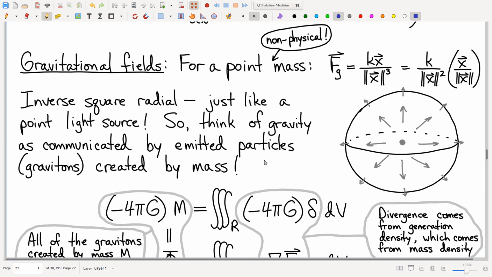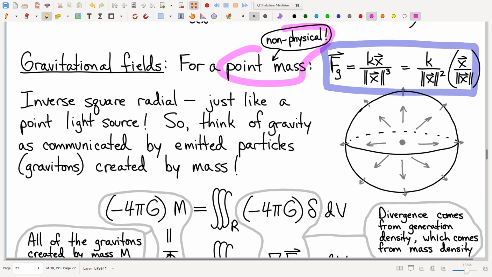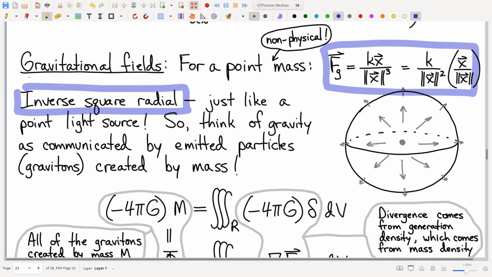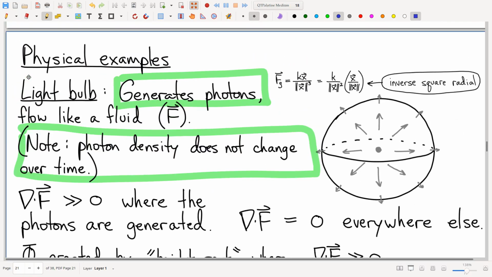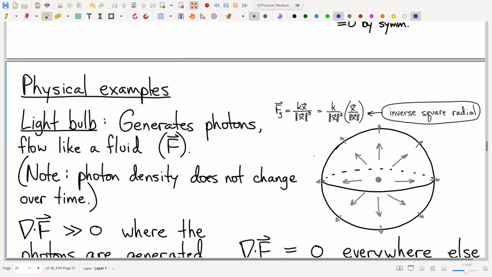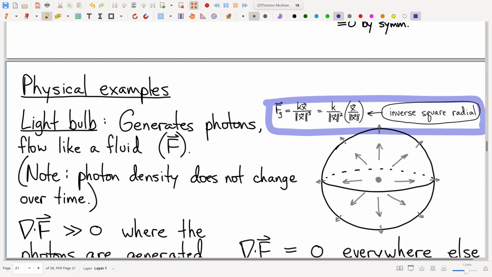Here's the formula for the gravitational field created by a point mass, which is a bunch of nonsense, by the way. There isn't really any such thing as an actual point mass. This is a mathematical simplification. Okay. Inverse square radial. And notice, so was this one. Inverse square radial.